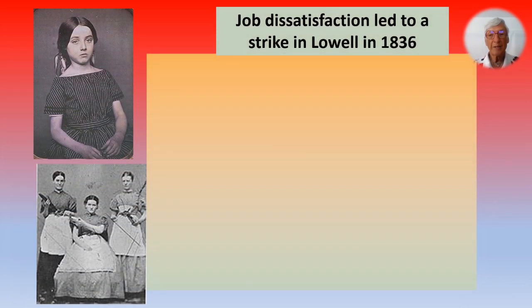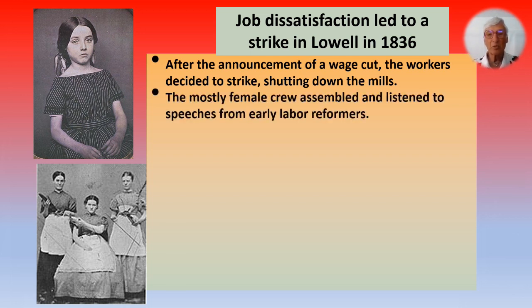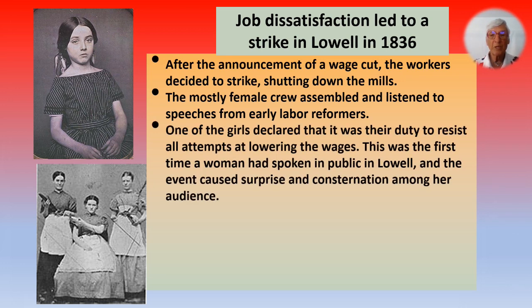Job dissatisfaction actually led to a strike in Lowell in 1836. After the announcement of a wage cut, the workers decided to strike, shutting down the mills. The mostly female crew assembled and listened to speeches from early labor reformers. One of the girls declared that it was their duty to resist all attempts at lowering their wages. This was the first time a woman had spoken in public in Lowell, and the event caused surprise and consternation among her audience. Women just didn't do that in that period of time.